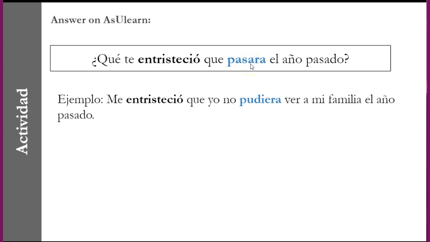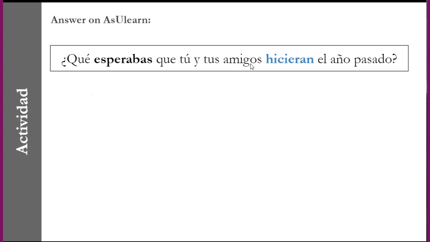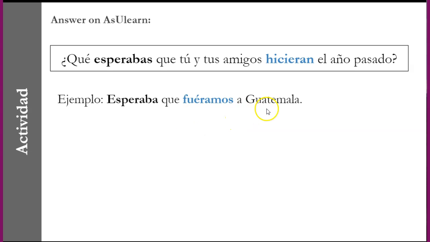¿Qué esperabas que tú y tus amigos hicieran el año pasado? What did you hope you and your friends would do last year? Esperaba que fuéramos a Guatemala. I hoped that we would go to Guatemala.